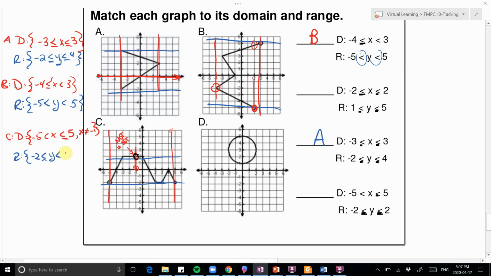And at my tallest here, I have a 2. Once again, we've got that open point, but because it hits at other points, that is a part of my data set. So I don't have to put that exception in when it comes to the range, which would make that D.